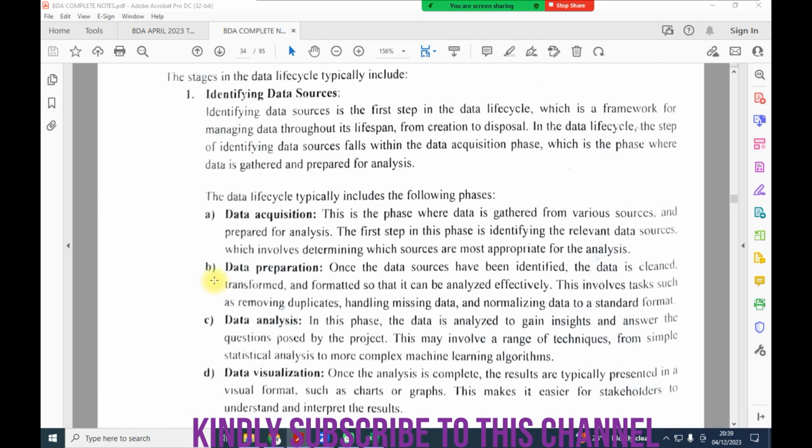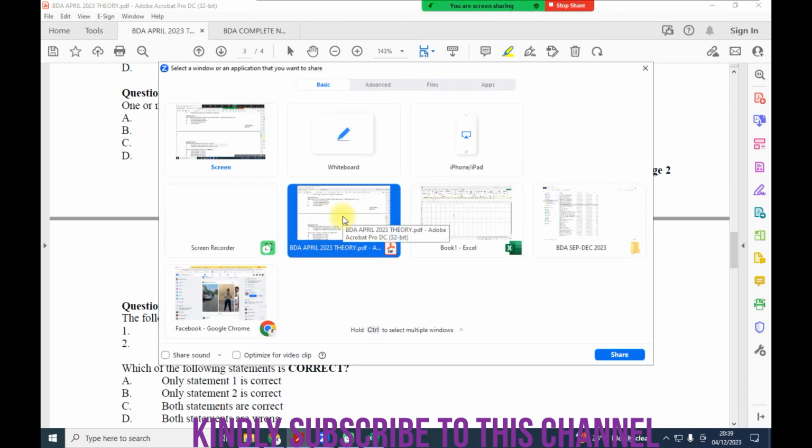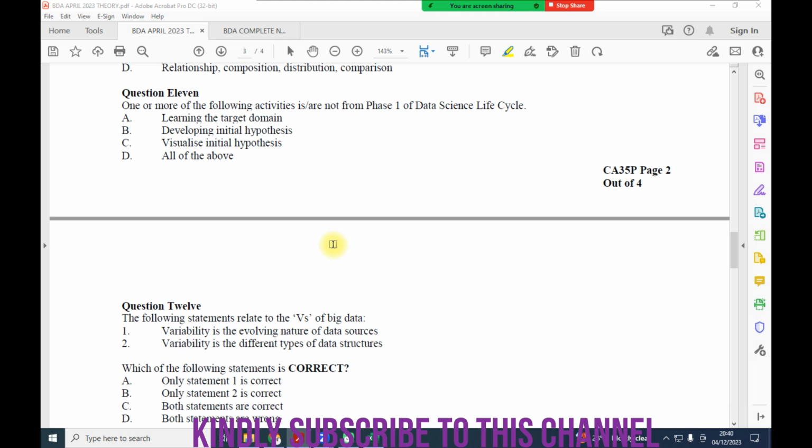So in our case now, they are telling us, yeah, I'm back to question number 11. Which one of the following activities is or are not from phase 1 of the data science life cycle? So learning the target domain, where we are collecting the data, developing the initial hypothesis. Remember, the hypothesis is the objectives. When we are collecting the data, we are trying to collect the data that will assist us to answer some specific questions, and that's why we are developing the initial hypothesis under this one.